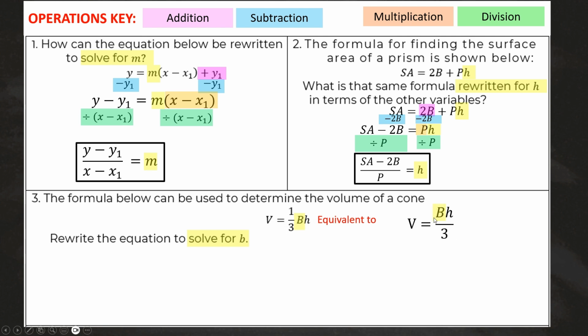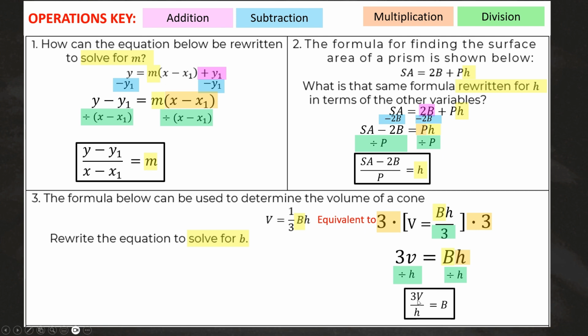because when you're multiplying by a fraction, you are actually dividing. And the reason I point that out is because when we have the operation division, we can do the inverse by multiplying by 3. So we multiply both sides by 3. We get 3V is equal to BH. Divide by H, and we get 3V divided by H is equal to B. And we have solved the equation.